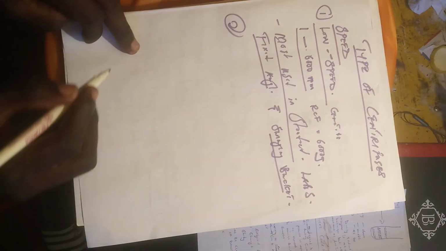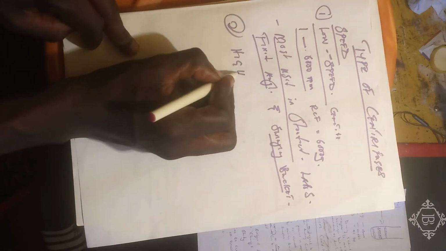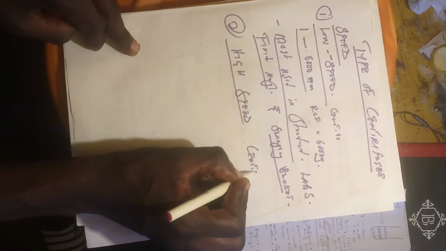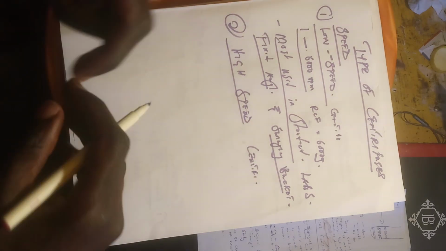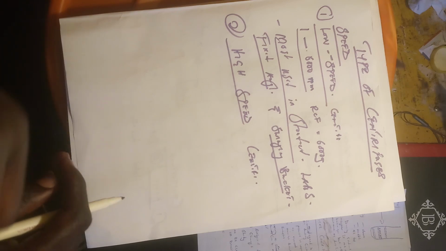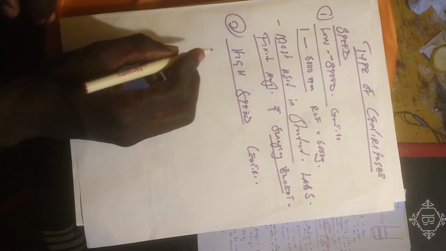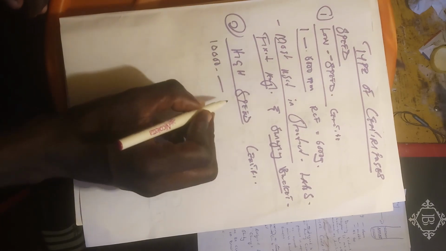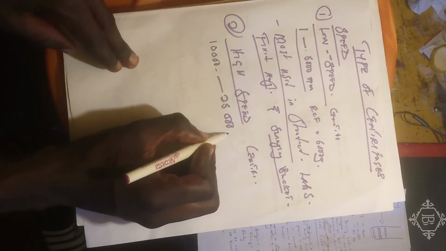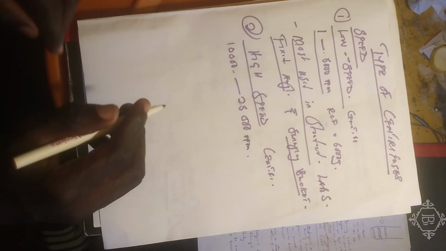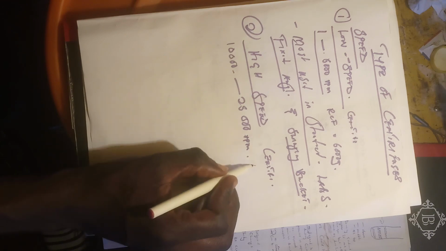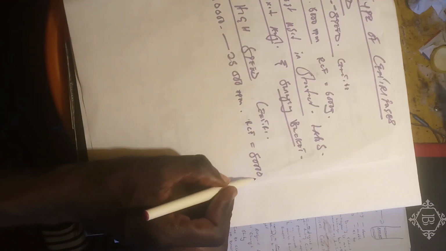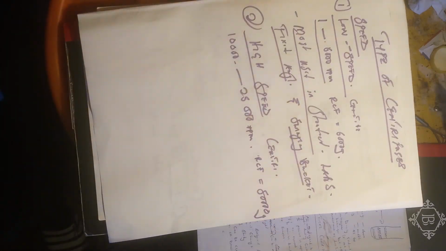Then the second one is the high speed centrifuge. In this type of centrifuge, basically what we can talk about is that it uses a speed range of about 10,000 to 25,000 RPM. And it can even acquire an RCF value up to 50,000 G.